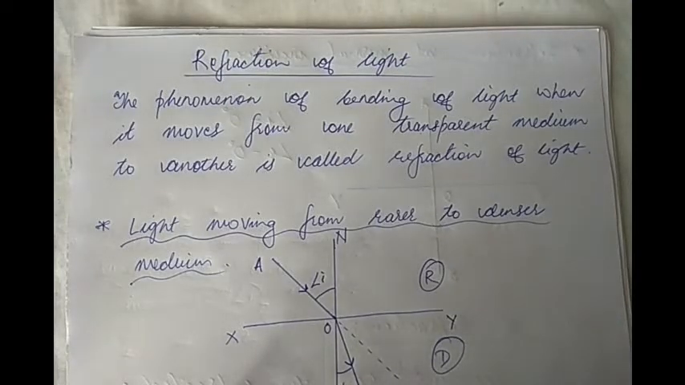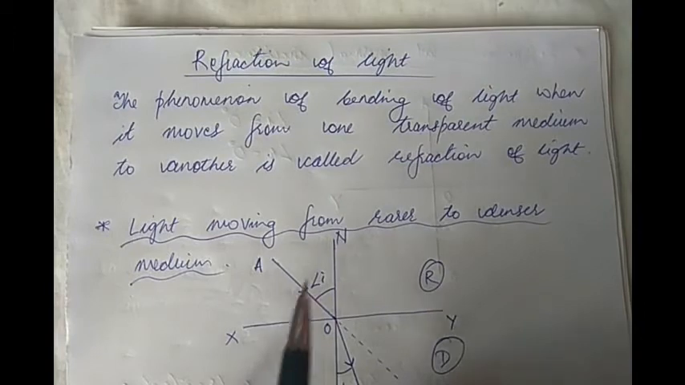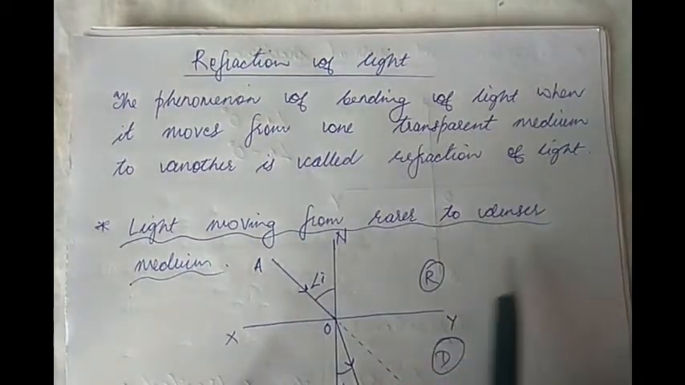With this video, class 10, we are going to start the topic refraction of light, which of course you already are familiar with. So let us very quickly go through its definition. The phenomenon of bending of light when it moves from one transparent medium to another is called refraction of light.